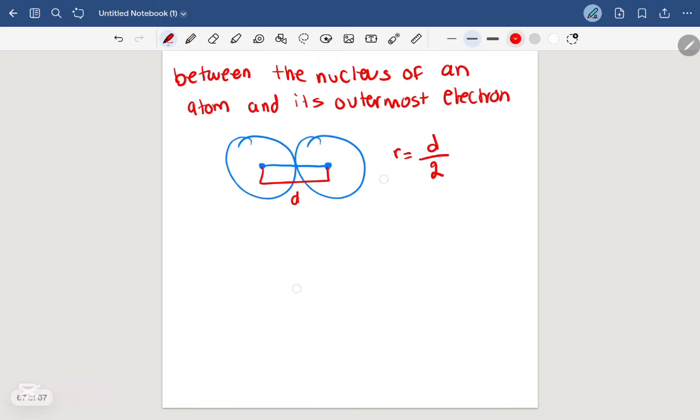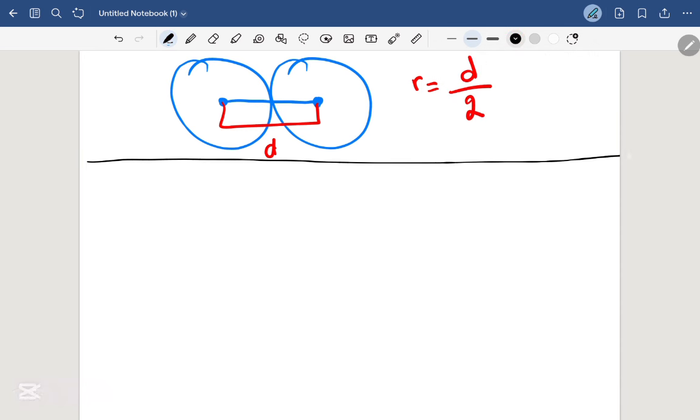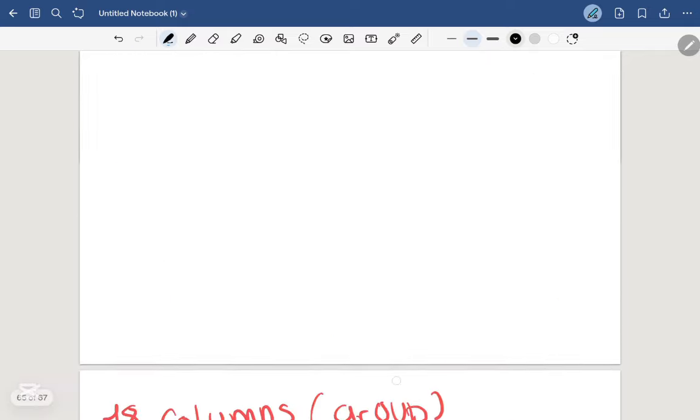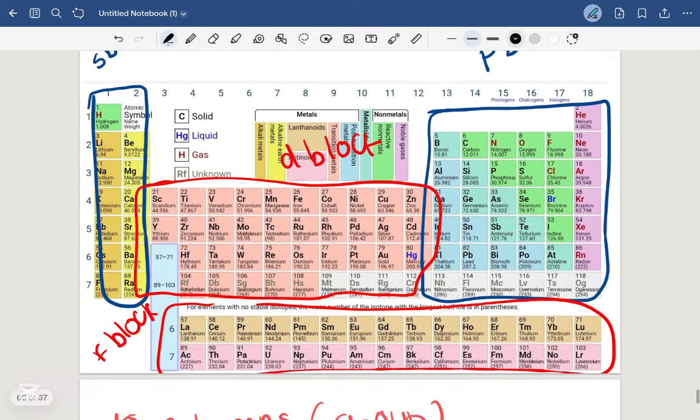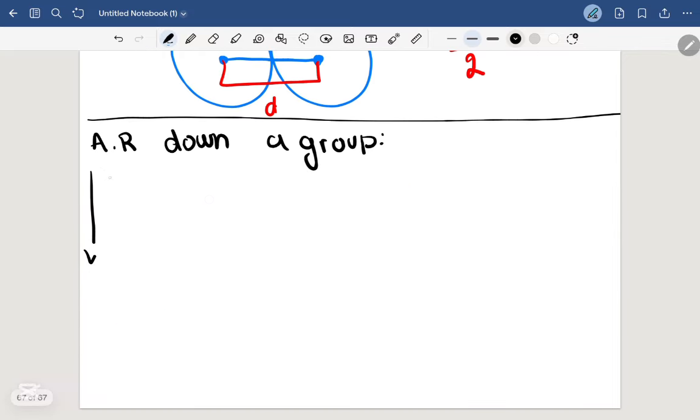Now, we move on to a very, very important concept, which is how moving across the periodic table affects the atomic radius. The first thing we'll talk about is the atomic radius down a group. Down a group means going down like this. Let's take two examples, sodium and potassium, my two favorite examples. Sodium Na11, potassium K19. This is going down a group.